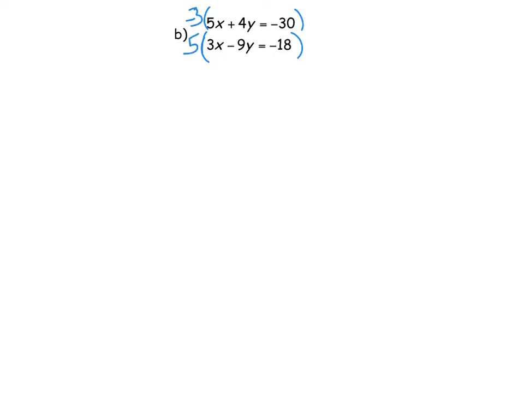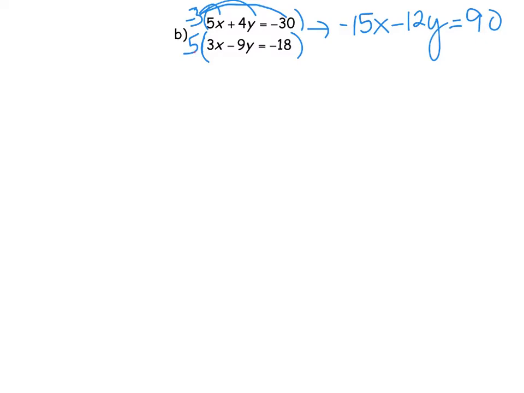Now, why did I go with negative 3? Why didn't I just go with regular 3? Guys, it's because I want these variables to cancel. If I left that on the top as positive 3, you'll have 15x on top and 15x on bottom. Those will not cancel. By doing this, I am left with negative 15x. We've got to distribute.